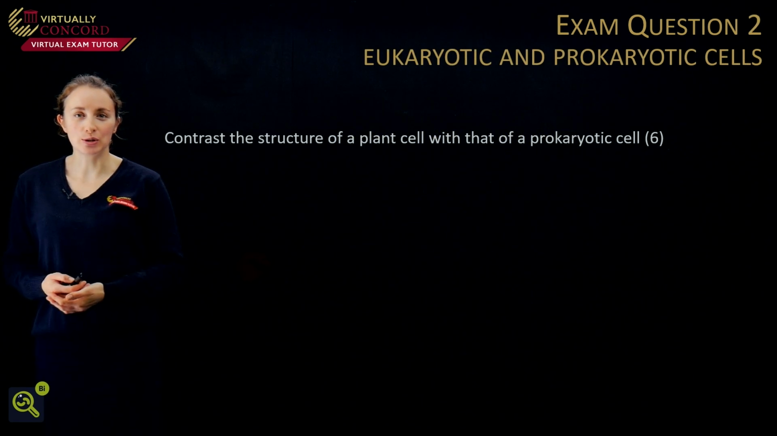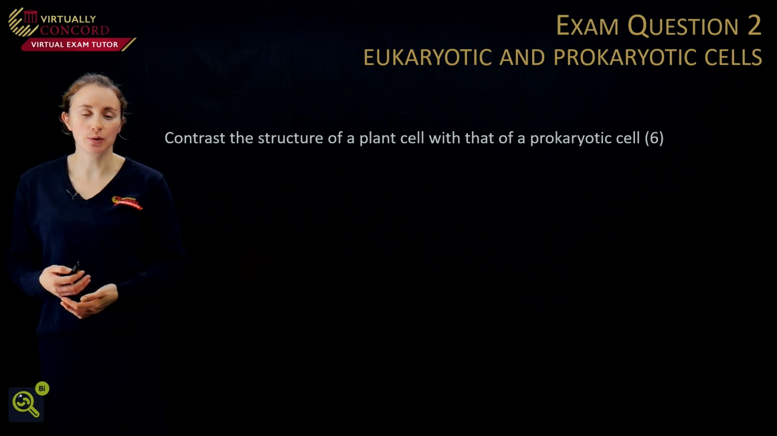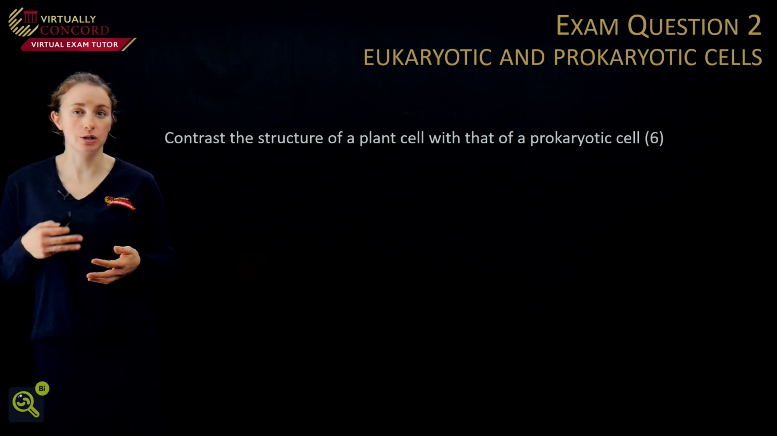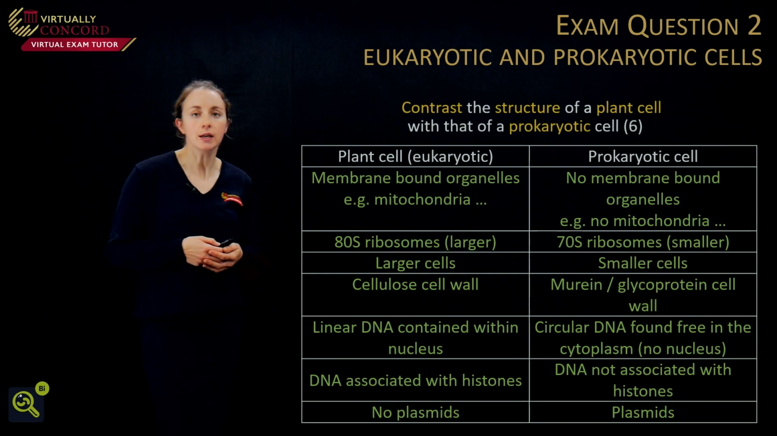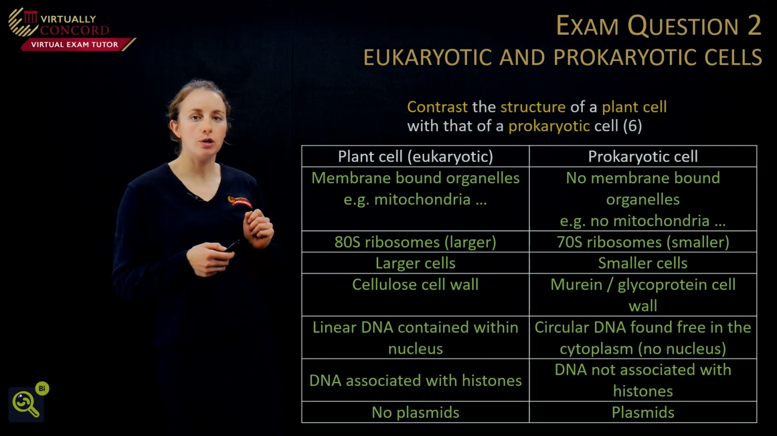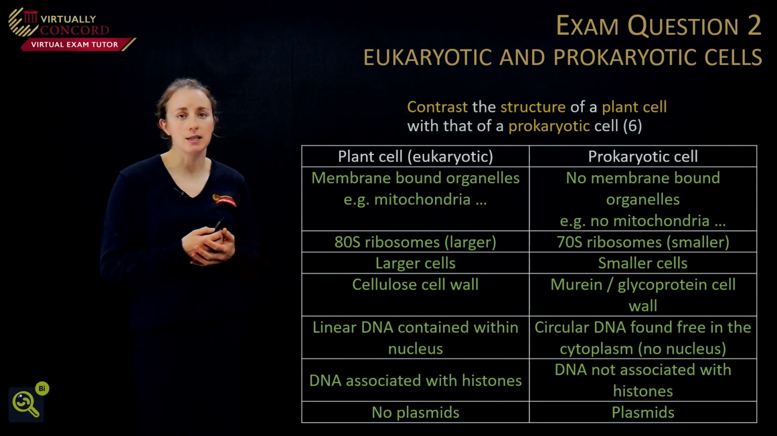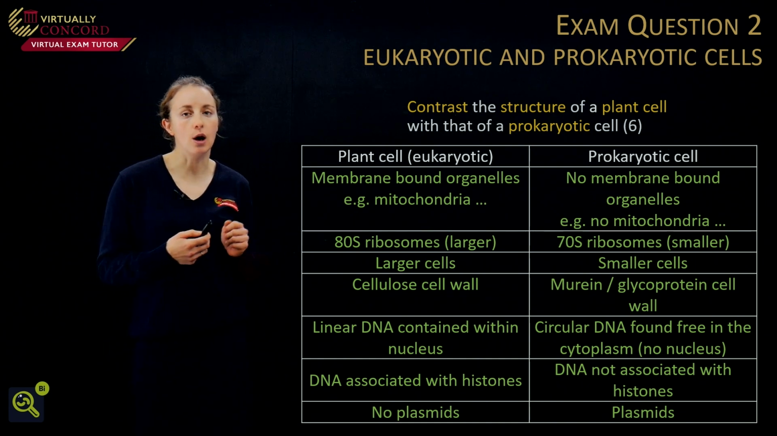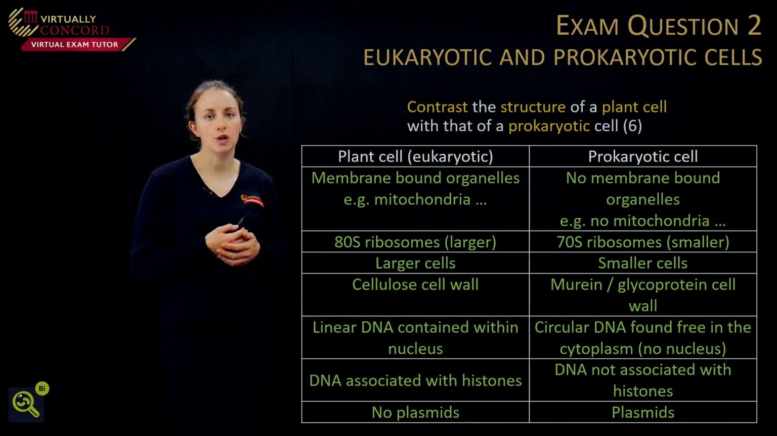The second question asks you to contrast the structure of a plant cell with that of a prokaryotic cell, and essentially this is just asking you for the differences between eukaryotic cells and prokaryotic cells, but it has specifically stated that it's a plant cell, so you do need to be careful with your answer. So firstly, all eukaryotic cells, one of the defining features is that they have membrane-bound organelles, and it is always good practice to include an example, such as, for example, mitochondria.